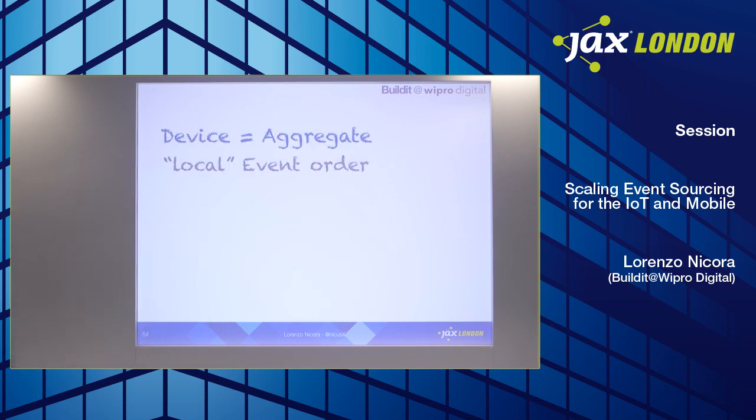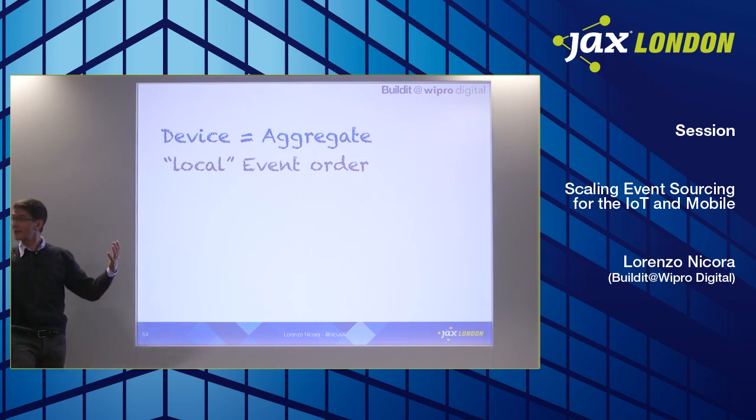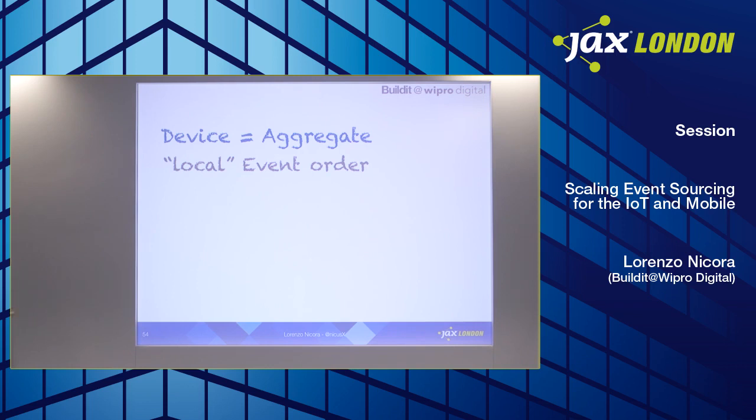So if we are lucky enough to have a business model where one device equals one logical aggregate, I'm still referring to aggregate as a logical thing to represent, like the state of a parcel or an order. I'm using the term aggregate in this way. If we are lucky enough to have this one-to-one relation, it's okay. The local ordering of the events regarding one aggregate is sensible, because only one device will generate events regarding that aggregate.